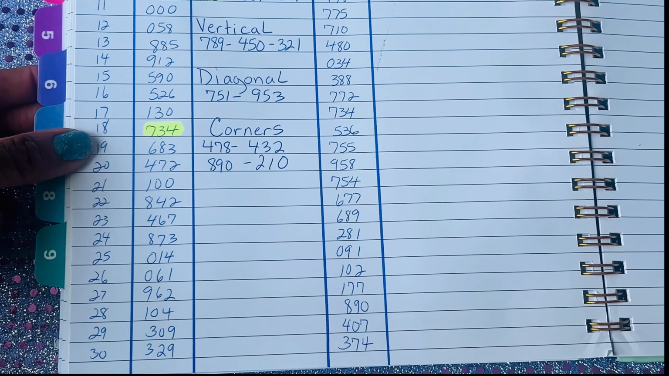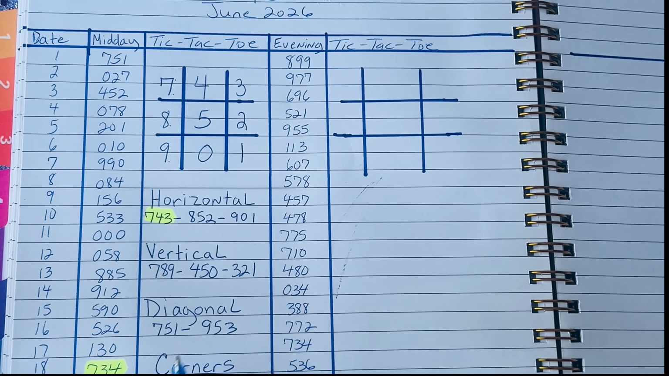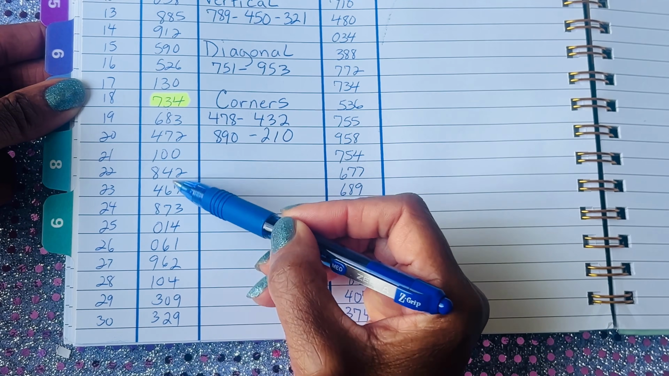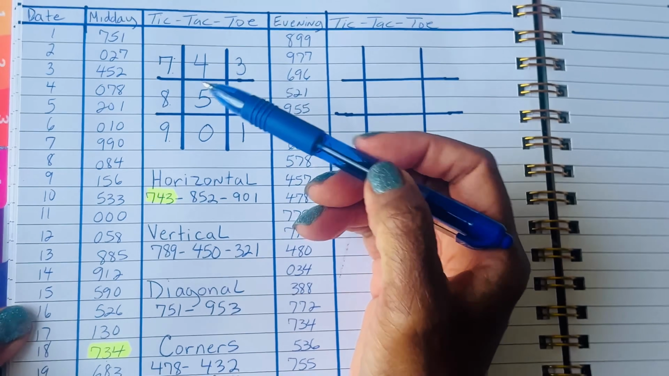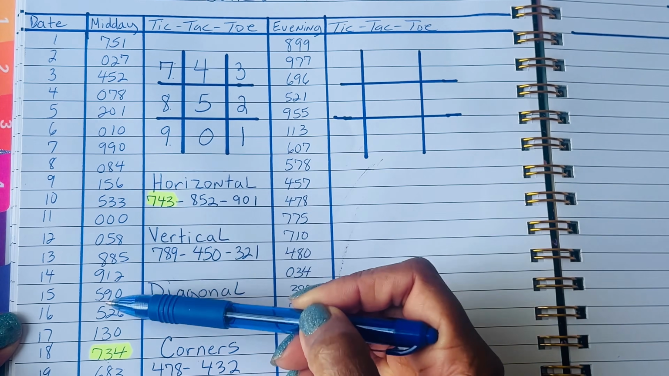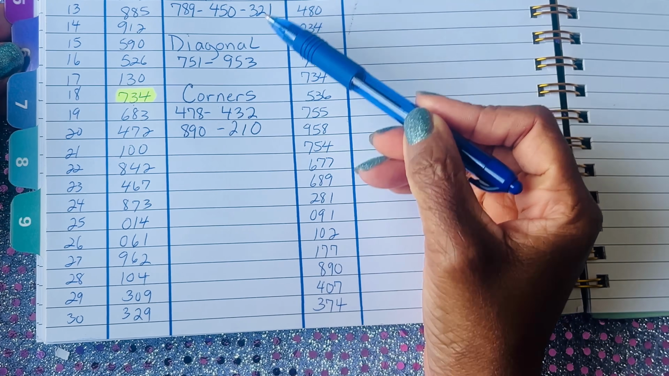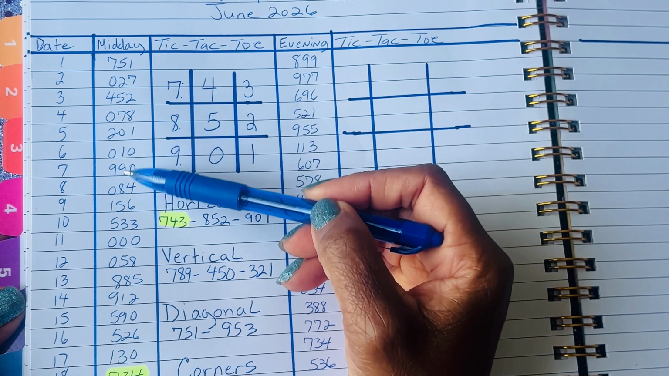Moving on to the corners. 478. Beginning of the month, 478 did not appear. Next number for the corners is 432. And I do not see a 432. 890 is the next number to look for.